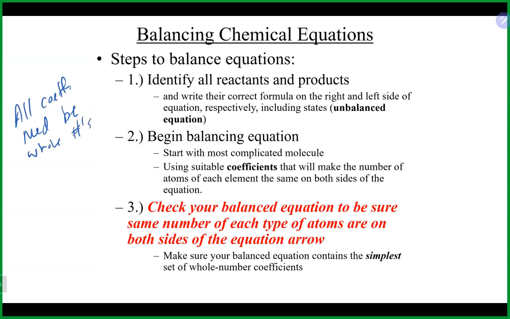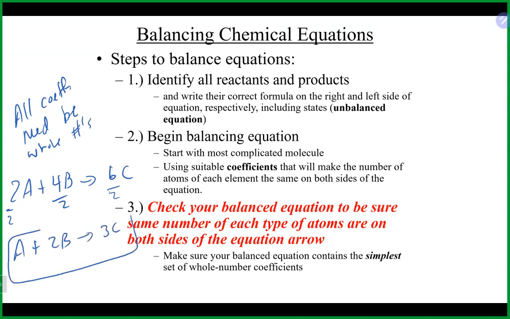And they also need to be the simplest set of whole numbers, which means let's just say we balance an equation 2A plus 4B goes to 6C. And we'll just say that this is balanced. Now, although it may be balanced, when we look at the coefficients here, I could do what with all those coefficients and still get whole numbers? I could divide them all by 2. Yeah, I could go through really and divide them all by 2 and still hit whole numbers of like A plus 2B goes to 3C. So this would be the properly balanced equation.